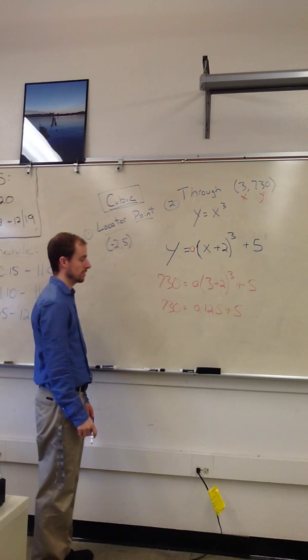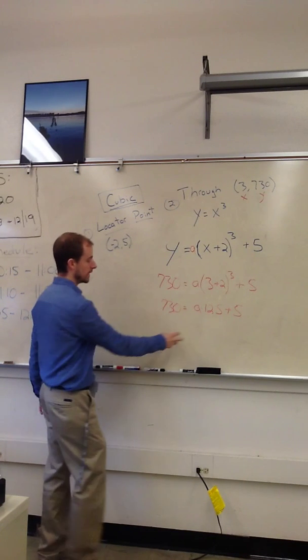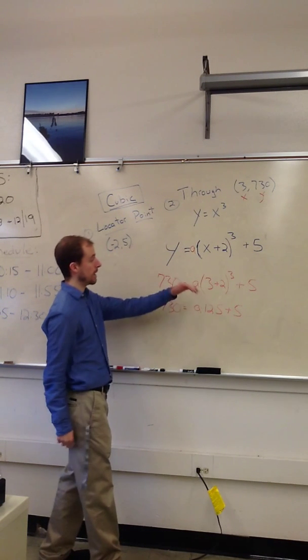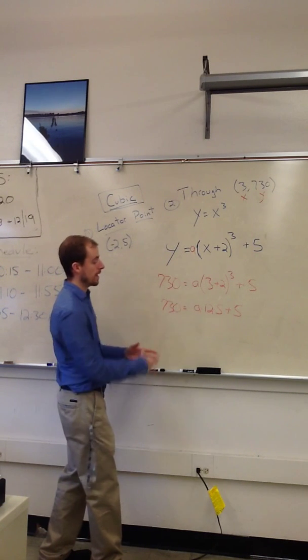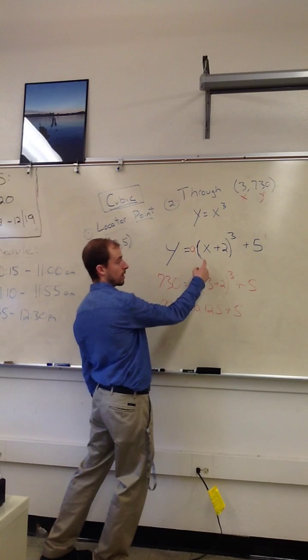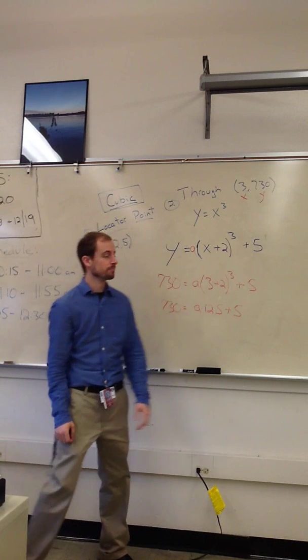Subtract 5, then divide by 125, and you'll get your a value. Now when you're finished, you'll get a whole equation. So you'll get a equals something, and then you're going to want to go back and rewrite this from the beginning. So you'll have y equals that number a times the quantity x plus 2 cubed plus 5.